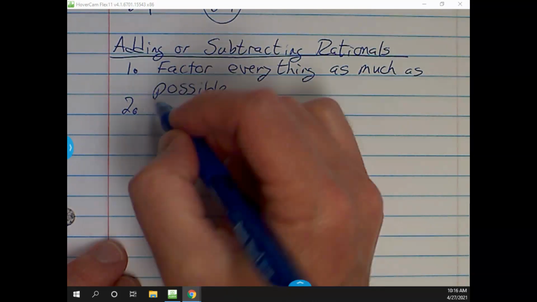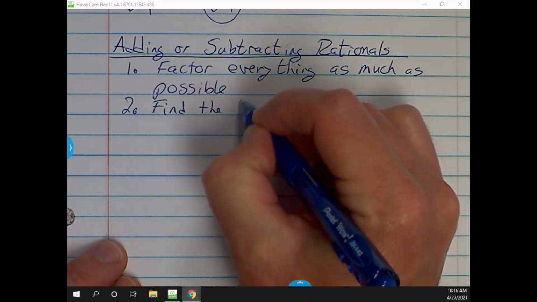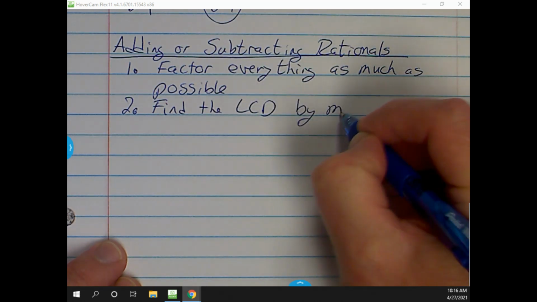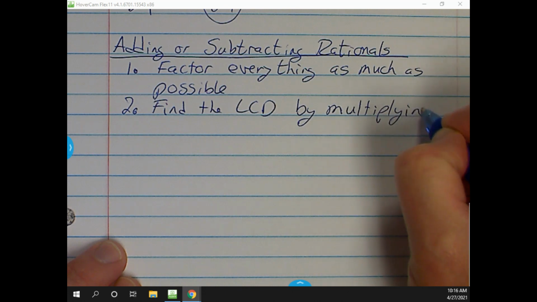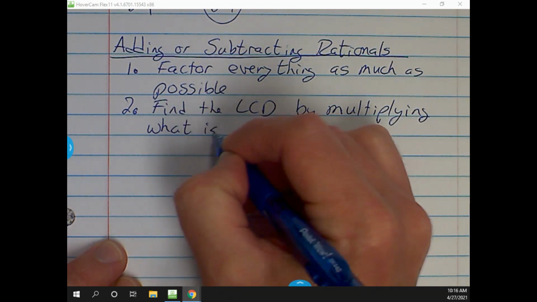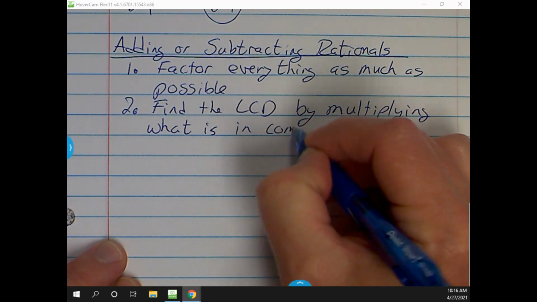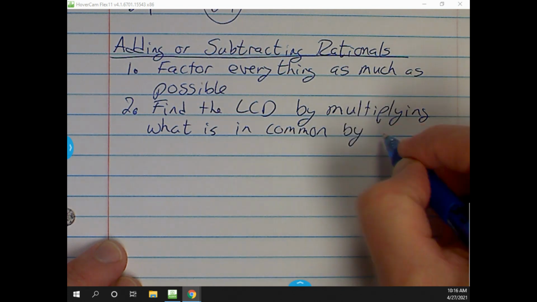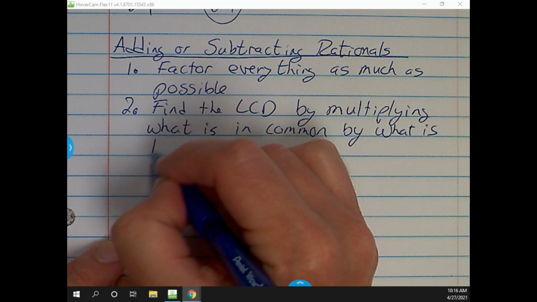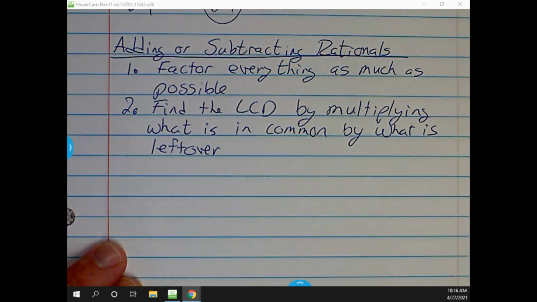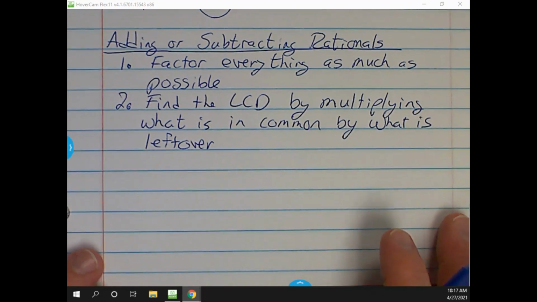All right, once you've factored everything as much as you can, you're going to find the least common denominator by multiplying what is in common by what is left over. Okay. And once we do a couple of these, I'll give you a shortcut that we can do for this section. But technically, a lot of times if we're moving on into pre-cal and you have to go back and work on rational expressions, this is what you have to do. But we're going to give you a little bit of a shortcut for what we're doing today. And we'll talk about that just a little bit later on after we've done an example or two.